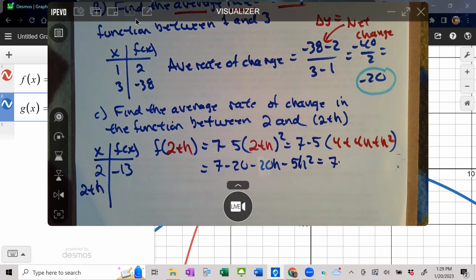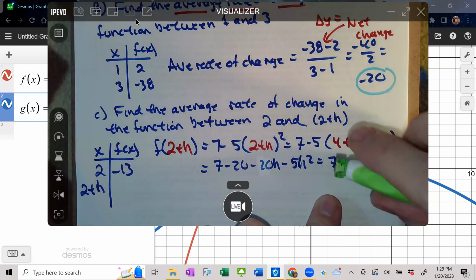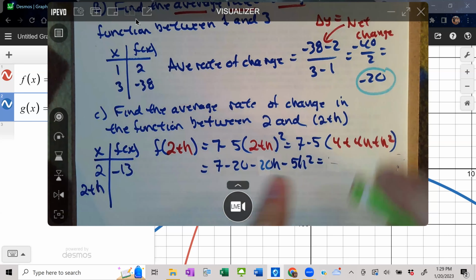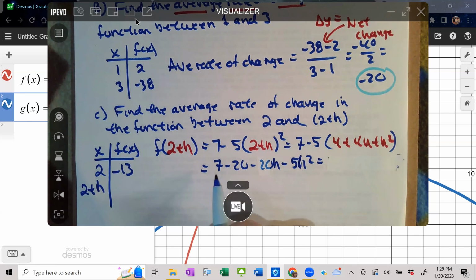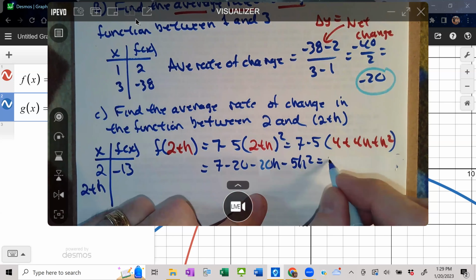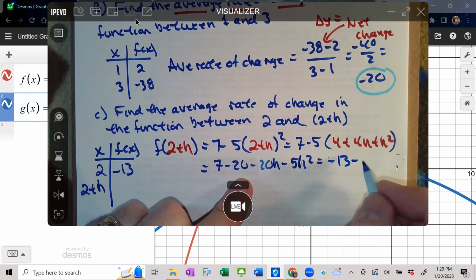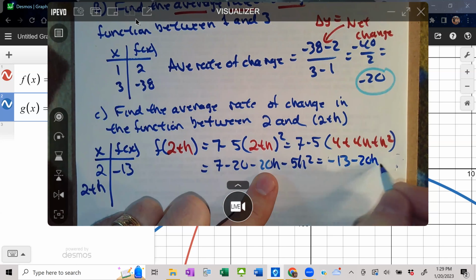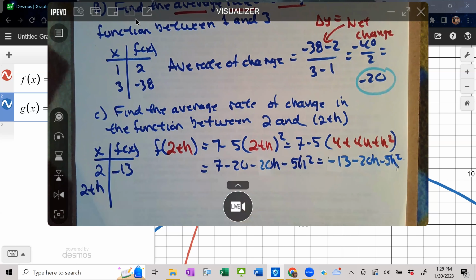Back, let's get rid of the 7 because I can combine some like terms. My mistake was I thought this was a 20h. Just wasn't paying careful enough attention. 7 minus 20 is -13 minus 20h minus 5h squared. That looks a little bit better. Actually, a lot better. So -13 minus 20h minus 5h squared.